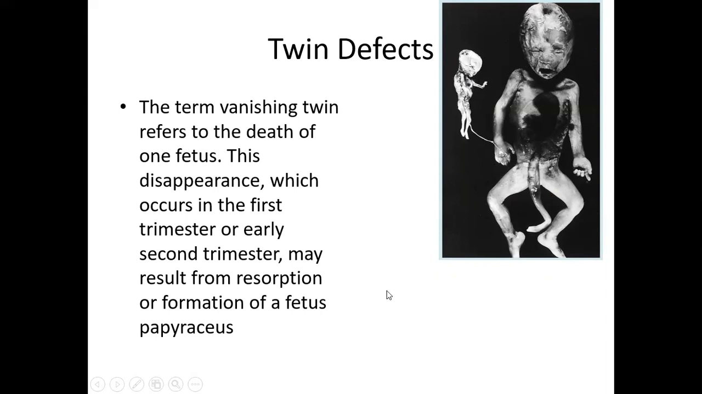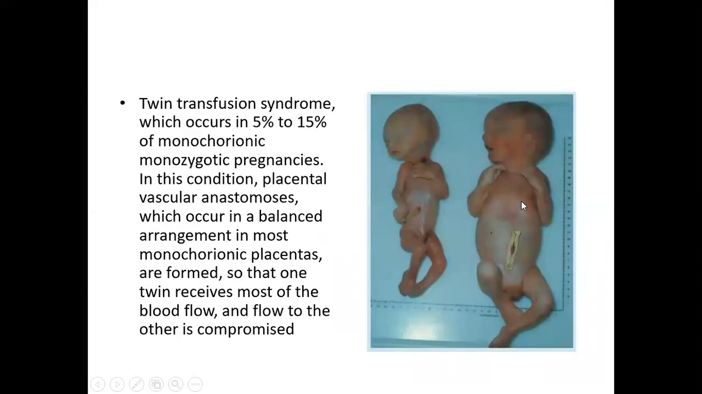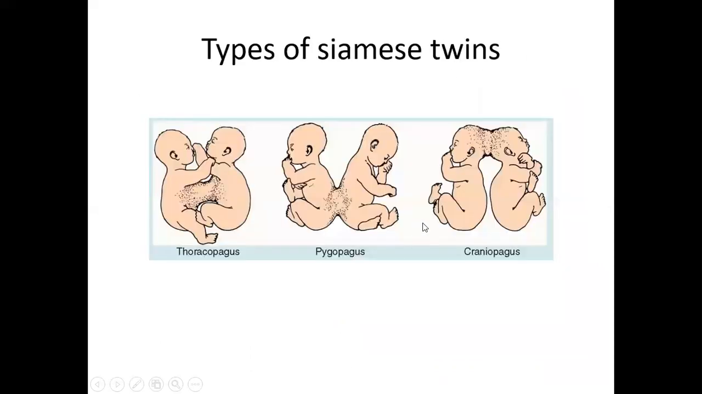So fetus papyraceous. Then is twin-twin transfusion syndrome, which occurs in monochorionic monozygotic pregnancies, in which the placental vascular anastomoses, which occur in balanced arrangement in most monochorionic placentas, are formed so that one twin will receive most of the blood flow and the flow of the other twin is compromised. So in twin transfusion syndrome, one twin will be larger, another will be compromised.